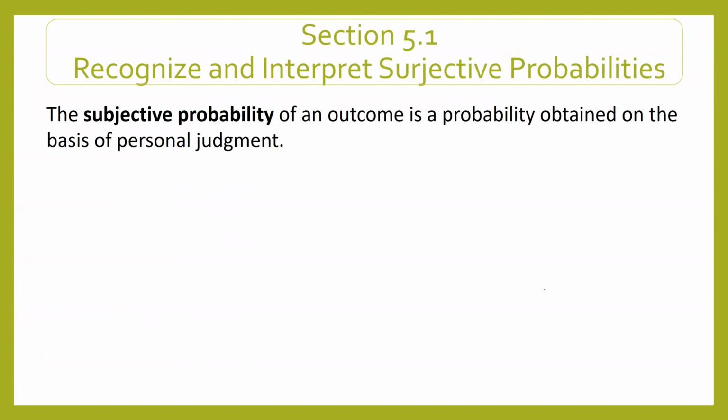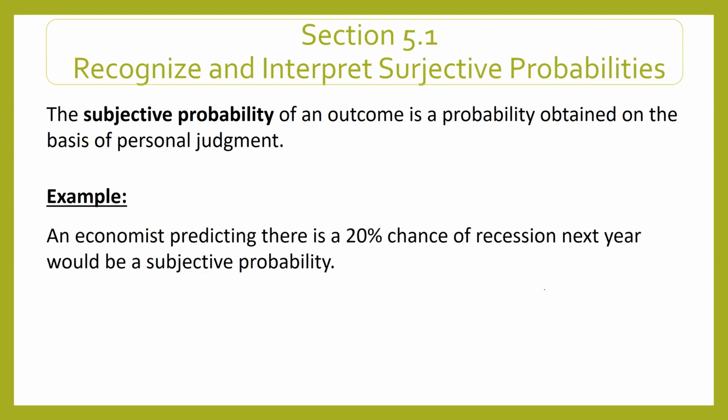Okay, again, what is the subjective probability of an outcome? This is a probability obtained on the basis of personal judgment. Remember, we started with empirical, we did classical, now this is subjective. This is just based on personal judgment. For example, an economist predicting there is a 20% chance of recession next year would be a subjective probability. And that is going on right now. So in the US, everyone is predicting there is a probability of a recession coming up next year, next 2 years. These are subjective probabilities.